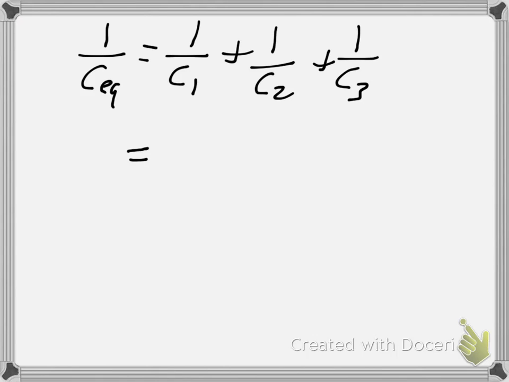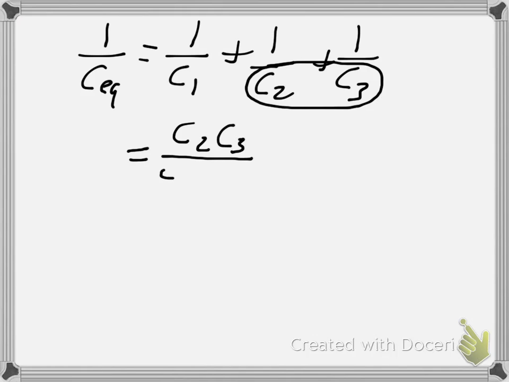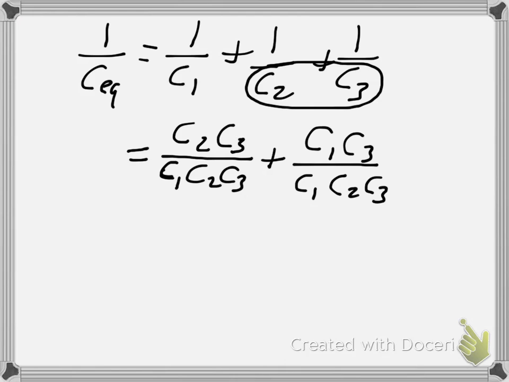common denominators. So if I multiply 1 over C1 by C2 C3 over C2 C3, then I get C2 C3 over C1 C2 C3. If I do the same thing for 1 over C2, I get C1 C3 divided by C1 C2 C3. And if I do the last one, I get C1 C2 over C1 C2 C3.